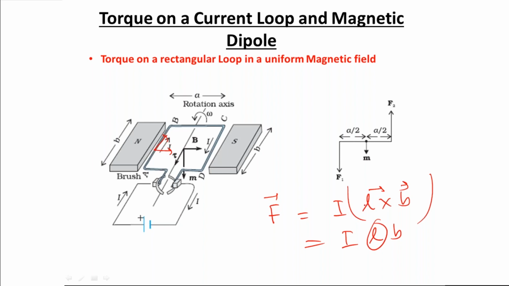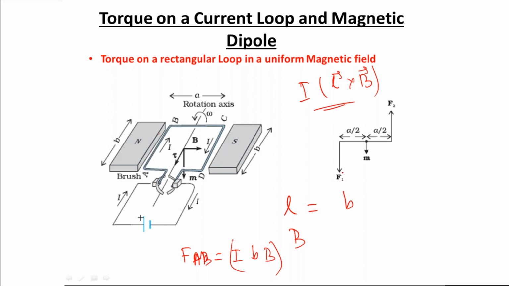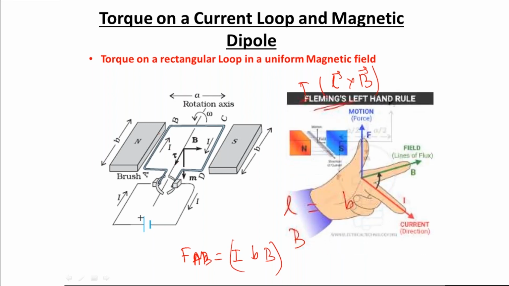In this case, sorry, this length they have taken as b, and the magnetic field is B. So let us now calculate the magnitude of the force on the arm AB, which is A to B. On the arm AB, the force is I b into B, applying I L cross B. This formula gives the force. If I call that F1, let us see the direction.